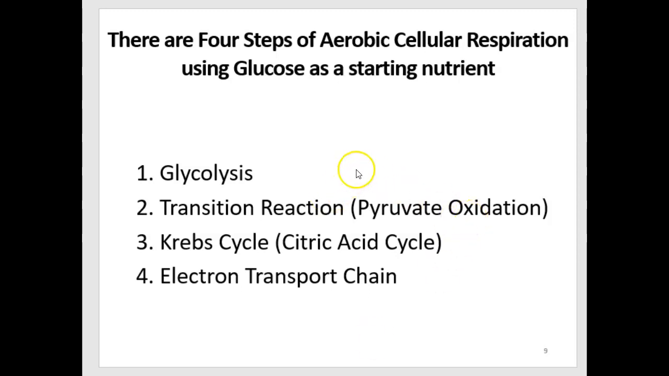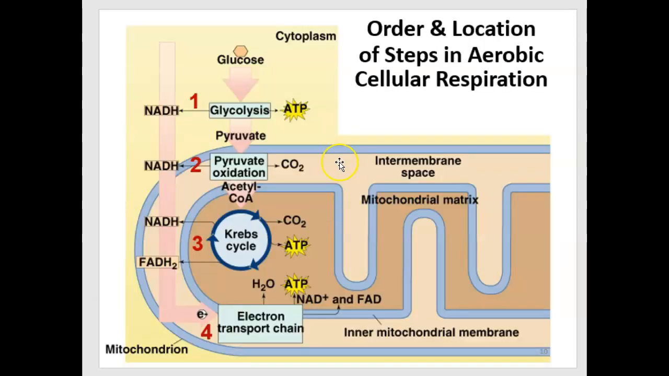Now there are 4 steps that are performed in aerobic cellular respiration when we start with glucose as the nutrient to make ATP. These 4 steps, in the order in which they occur, include glycolysis, then pyruvate oxidation, which sometimes we just call a transition reaction, the Krebs cycle, and the electron transport chain. So all 4 steps, we're going to look at where they occur inside of a cell.